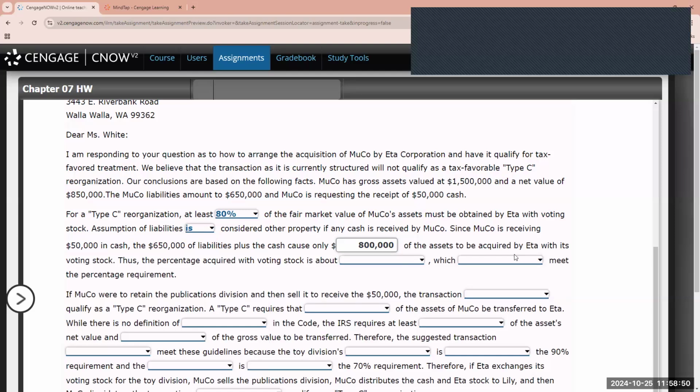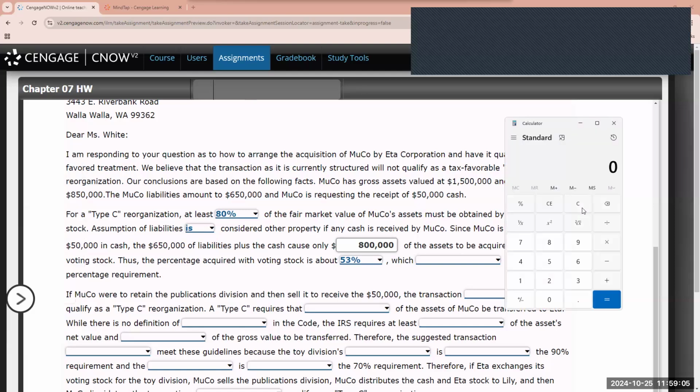So therefore, based on this, the percentage acquired with voting stock is only about 53%, right? And how do we determine that? We get our calculator. $800,000 represents how much they are going to acquire.